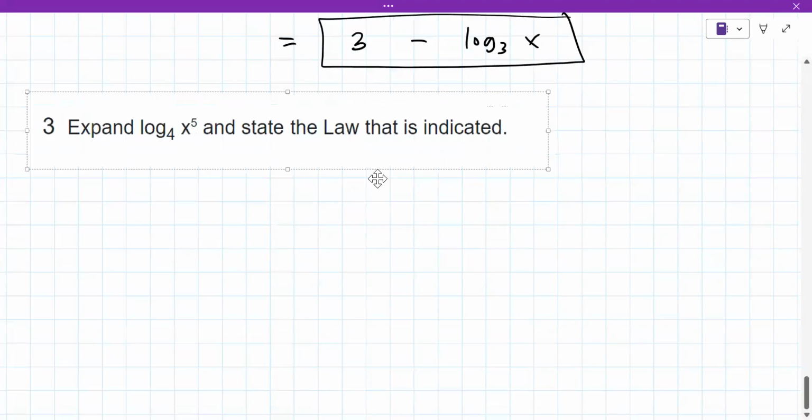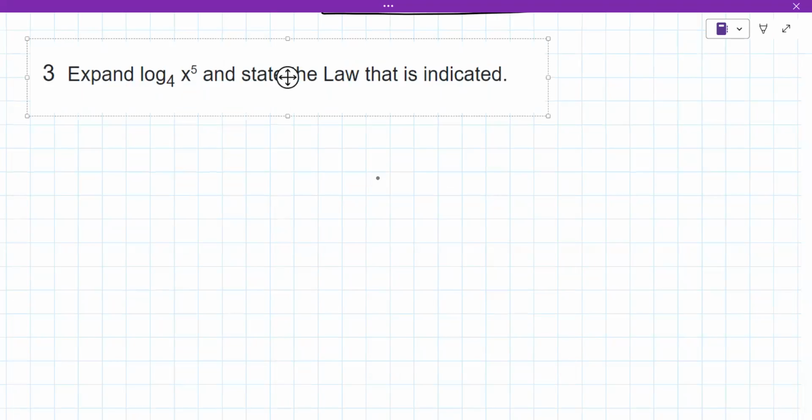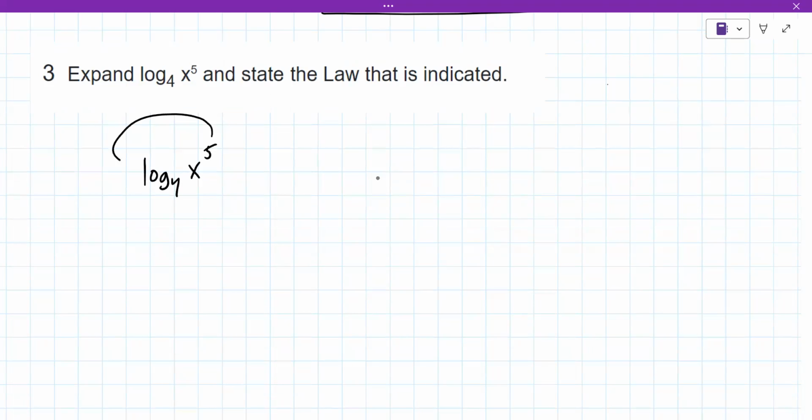Expand log base 4 of x to the 5th and state the law that is indicated. Log base 4 of x to the 5th. We've been doing this a bunch now. You can always bring that exponent out in front. This becomes 5 times log base 4 of x.